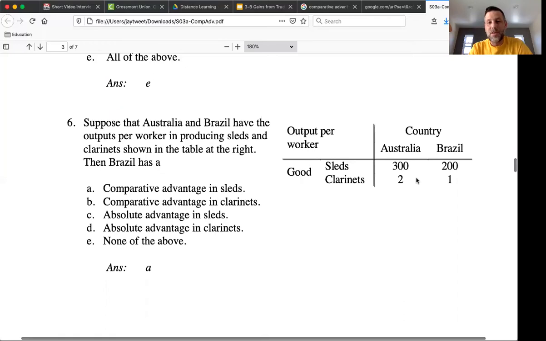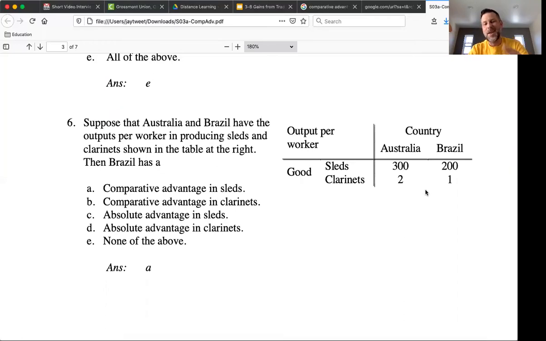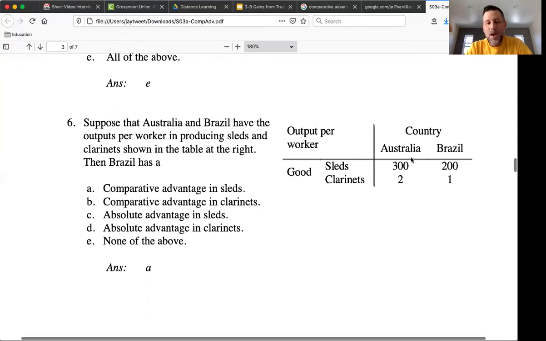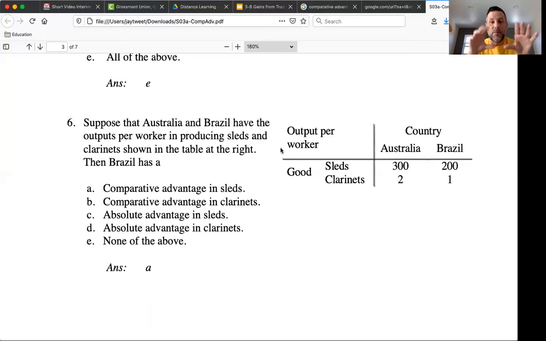So what we're going to do for this one is we would take the other number, put it over, but again, our table is all messed up because that's how this professor did it, but whatever. All right, so input questions, it's the amount of resource like labor or time that's changing. On an output question, it's going to be the amount of stuff being produced.